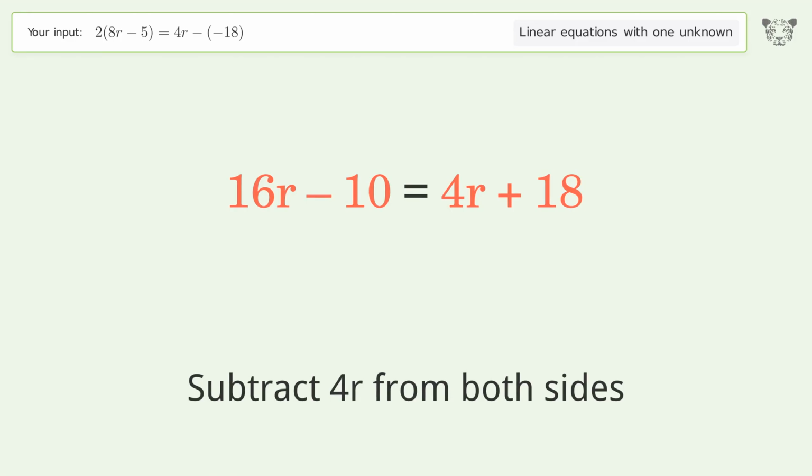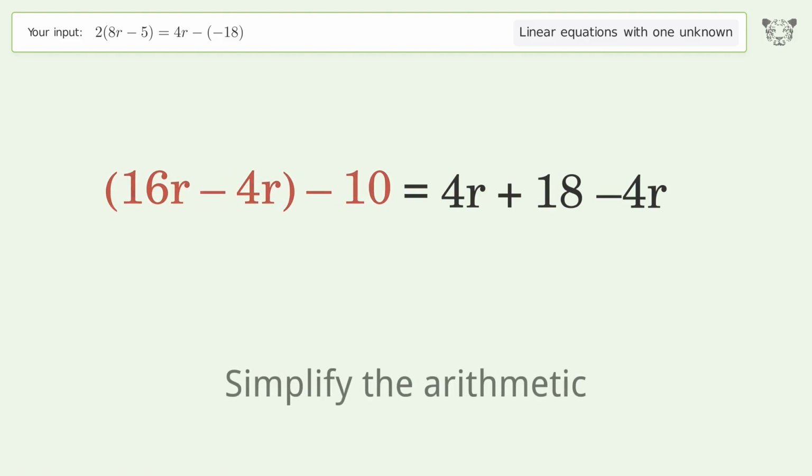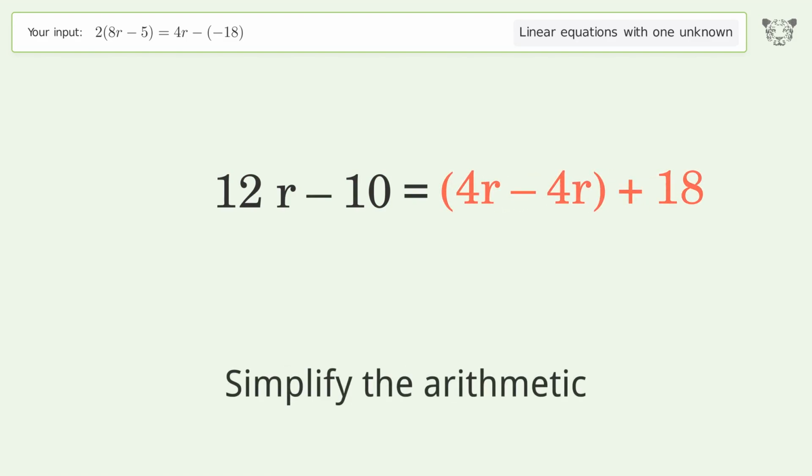Subtract 4r from both sides. Group like terms. Simplify the arithmetic. Group like terms. Simplify the arithmetic.